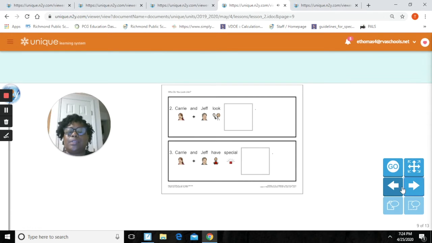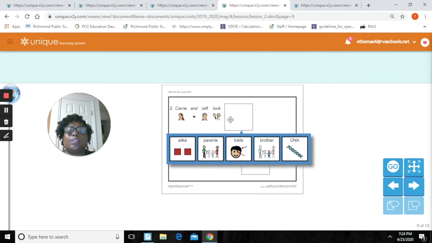Let's go to our next sentence. It says, Carrie and Jeff look. Let's look at our choices. So now we're going to use a technique called process of elimination. Okay. And it says here, Carrie and Jeff look alike. Does that make sense? So we can put a little imaginary check there. It makes sense. Carrie and Jeff look parents. Does that make sense? You can put an imaginary X there. Carrie and Jeff look traits. Does that make sense? You put an imaginary X there.